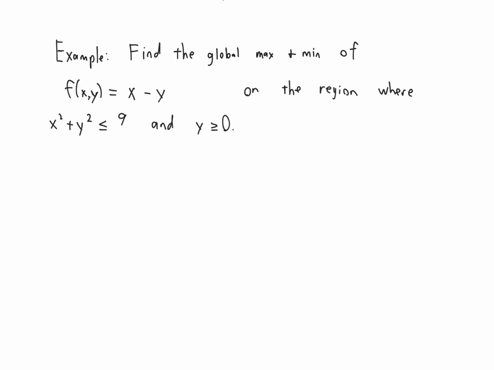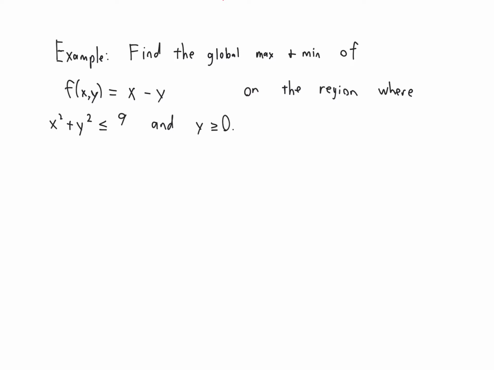Hi class, in this video I'm going to go over one more optimization problem. It's a kind of problem that shows up on the WebAssign, but we didn't really get to an example like this in class. So in this problem we're going to find the global max and min of this function f of xy equals x minus y on the region described below, where x squared plus y squared is less than or equal to 9 and y is greater than or equal to 0.